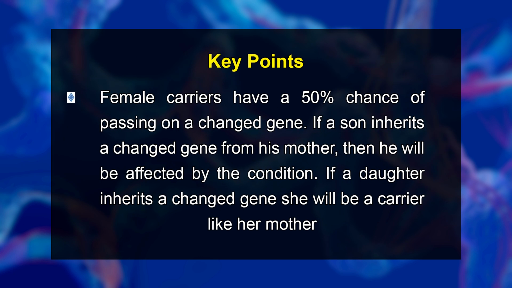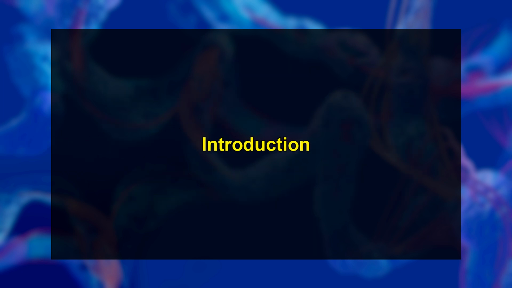Female carriers have a 50% chance of passing on a changed gene. If a son inherits a changed or mutated gene from his mother, then he will be affected by the condition. If a daughter, on the other hand, inherits a changed gene, she will be a carrier like her mother. Dear students, let's start the details of the lecture with the introduction.